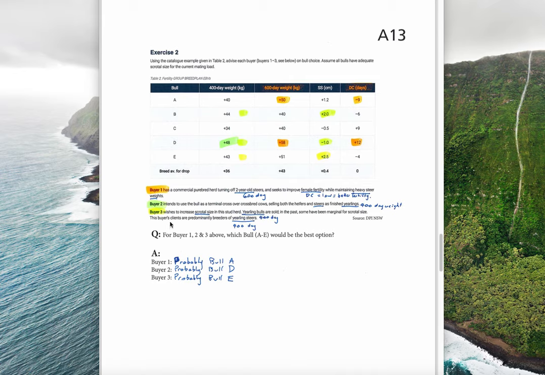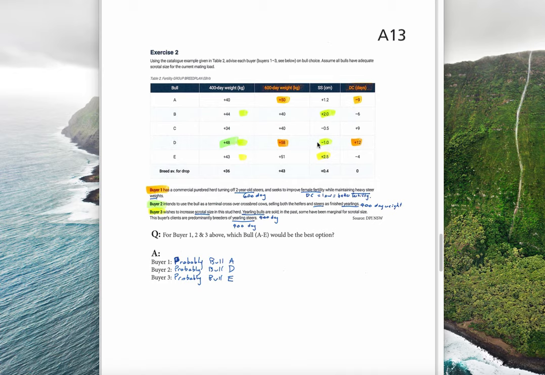Some have marginal scrotal size. The buyer is predominantly breeding predominantly breeders of yearling steers, which is 400-day weight. So we want to look at scrotal size and we want to look at 400-day weight. So if we have the highest here, the highest scrotal size is plus 2.5. The highest 400-day weight is 48, 44, and 43.